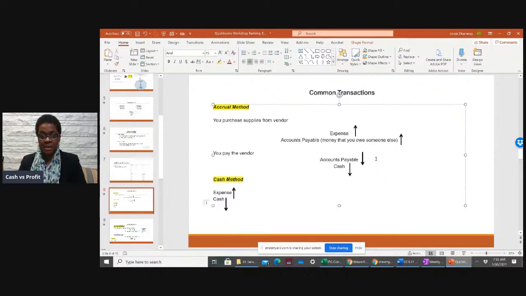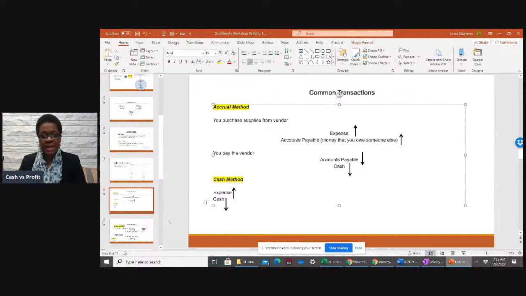That's the accrual method. So as you can see, recording, you actually have two transactions. If you use the cash method, very simple. The vendor comes, delivers the supplies. You say, okay, here's your money, here's your check. You record the expense, it decreases cash. Simple as that. So as you can see, it's different.